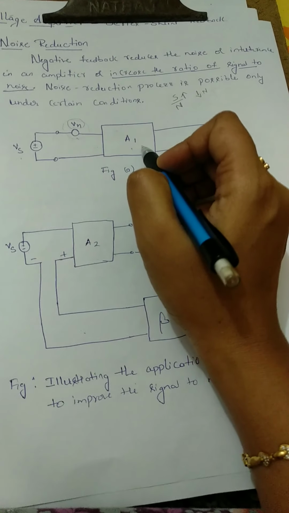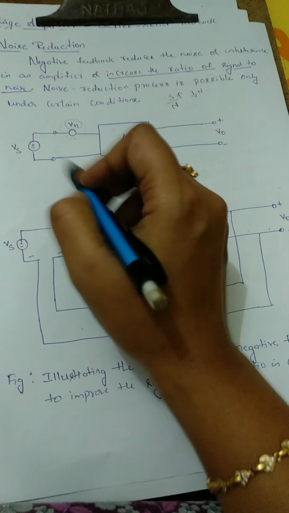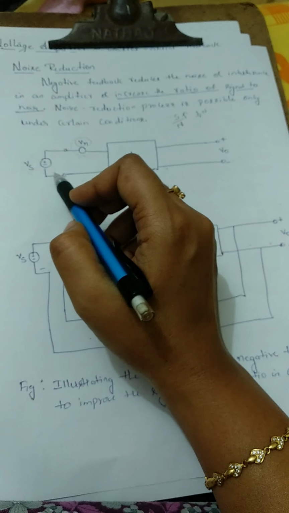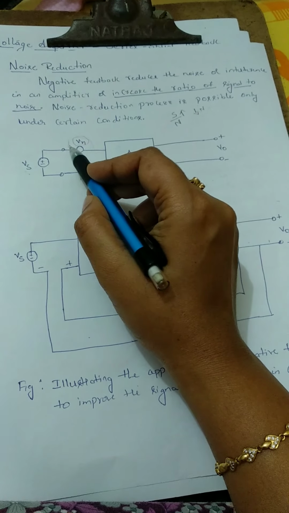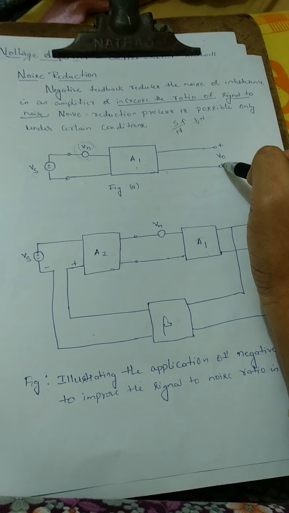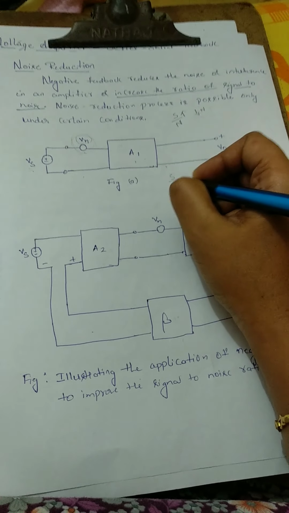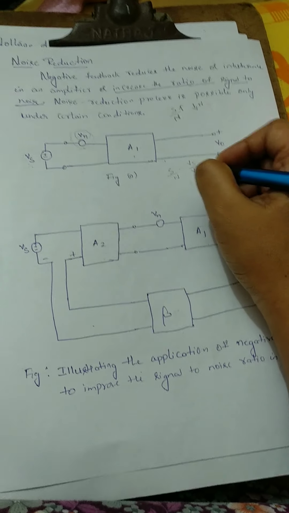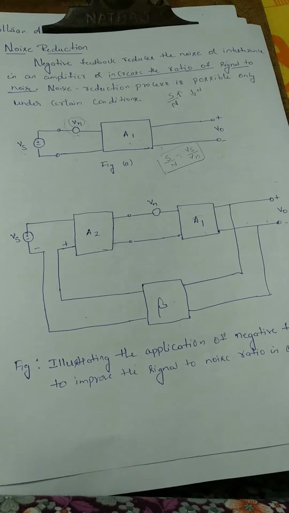So in the first circuit, there is an amplifier and the feedback has not been applied. There is a voltage source Vs. For this voltage source Vs, the noise has been introduced, which we have written as Vn, and the output voltage V0. Okay, so for this the signal to noise ratio is, signal is Vs, noise is Vn. So signal to noise ratio is Vs by Vn.